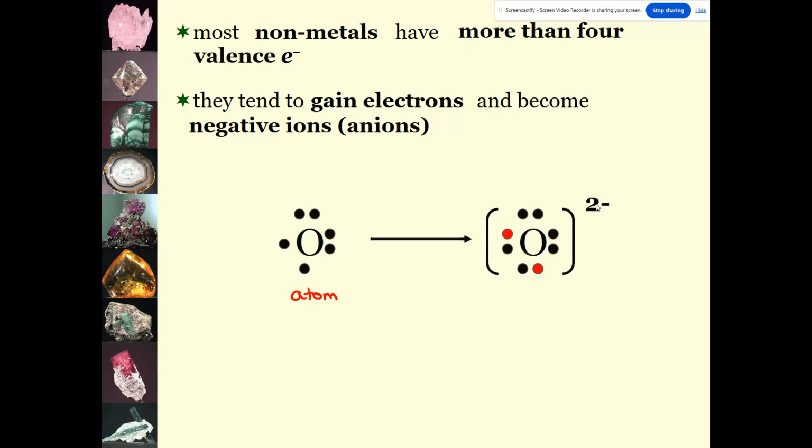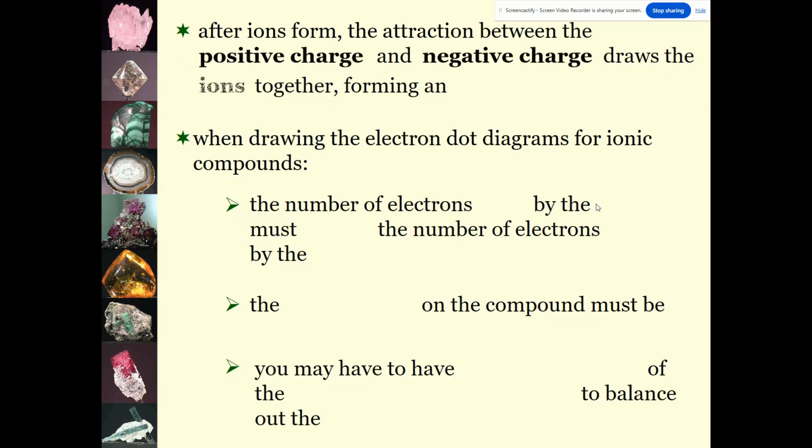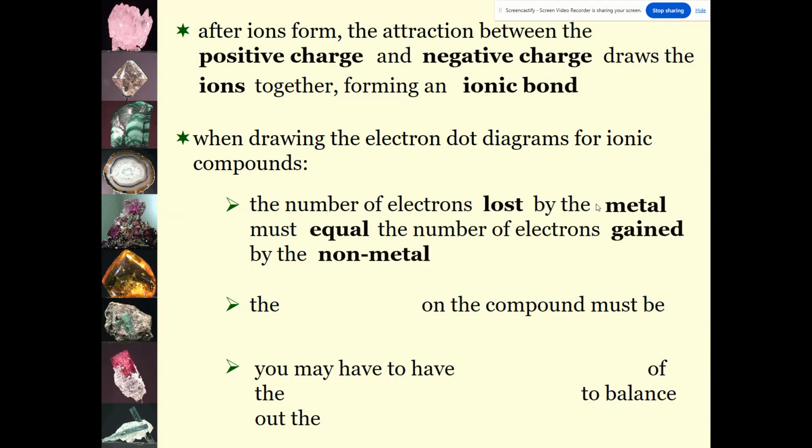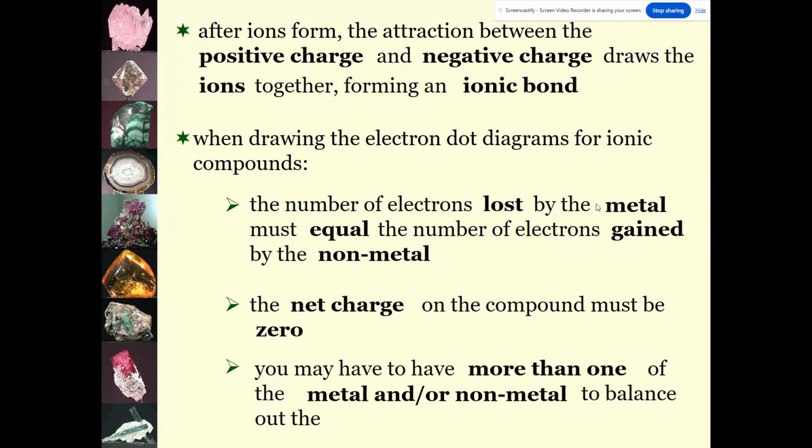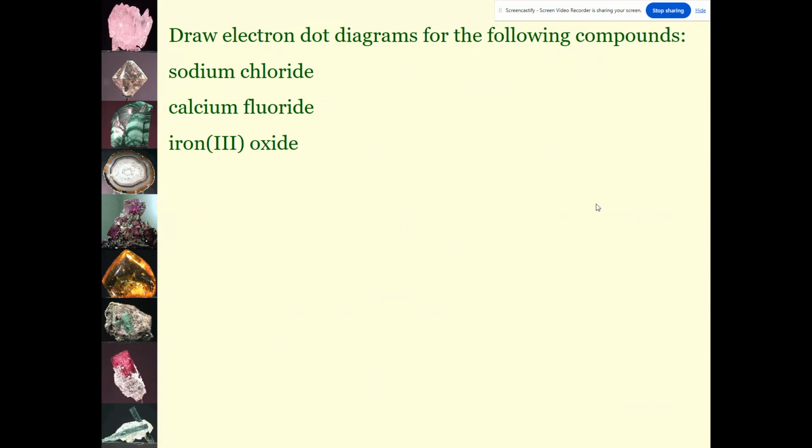Now, these ions are going to come together to make a compound. So the number of electrons lost by the metal must equal the number of electrons gained by the nonmetal. The net charge of the compound must be 0. You may need multiples of your metal or nonmetal to make the charge and the electron transfer balance. So we have some examples here that we'll look at. Sodium chloride, calcium fluoride, and iron oxide.